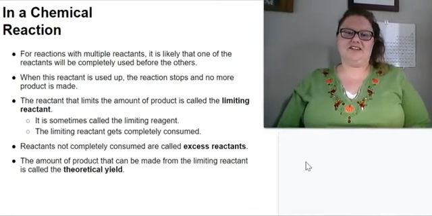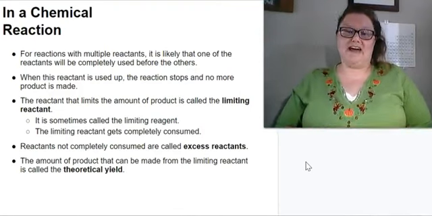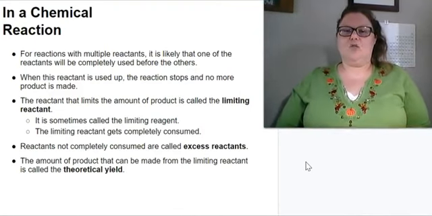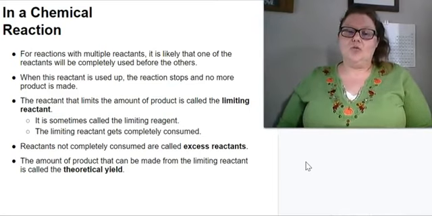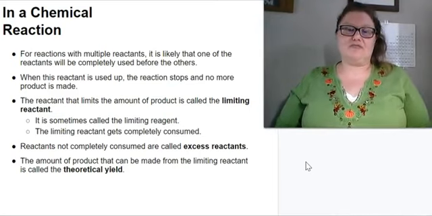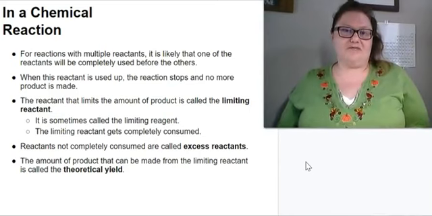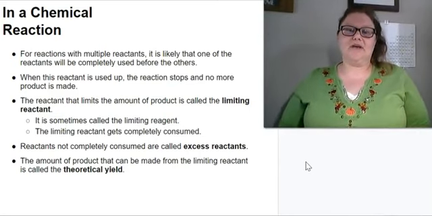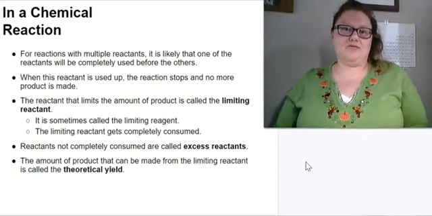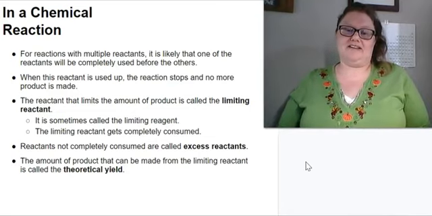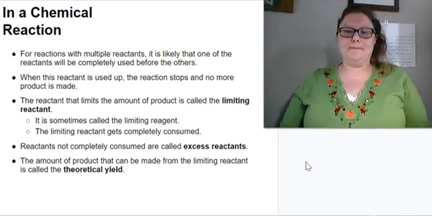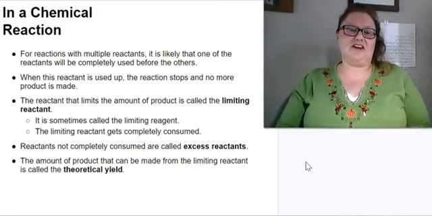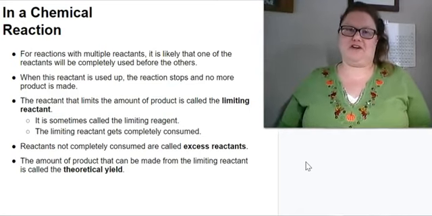In a chemical reaction where we have multiple reactants, it's likely that one of those reactants is going to be used up before the other one. When that reactant is used up, the reaction is going to stop because you don't have everything needed. The reactant that limits the amount of product being made, that's the limiting reactant. Again, sometimes you might see limiting reagent for that. That limiting reactant is going to get completely consumed. It's all used up. There's none left.